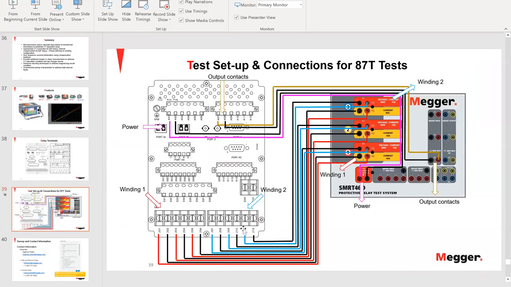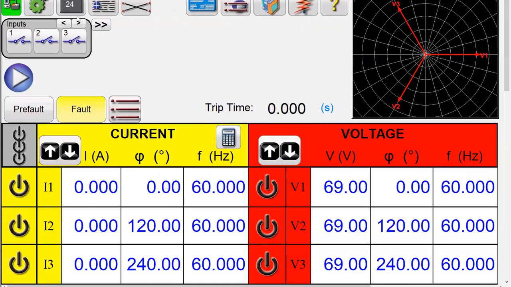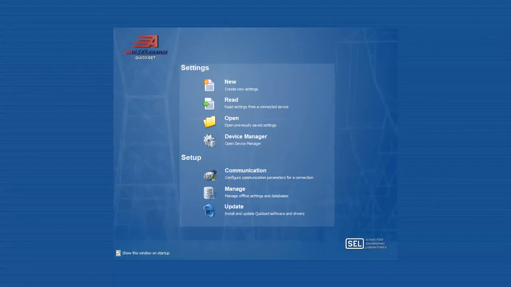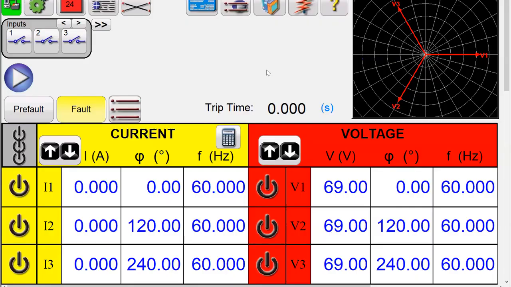So now let us go to the software and work on the test part of it. I'm going to turn on the battery simulator, which will power up your relay. And then the first thing we're going to do today is pull the relay test plan from the software, RTMS software.